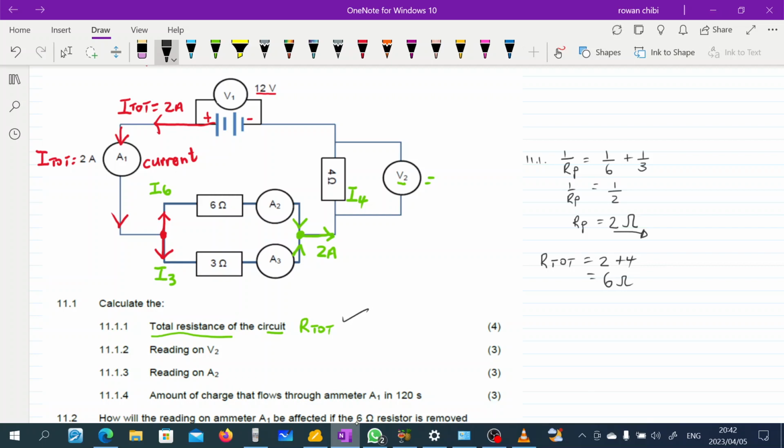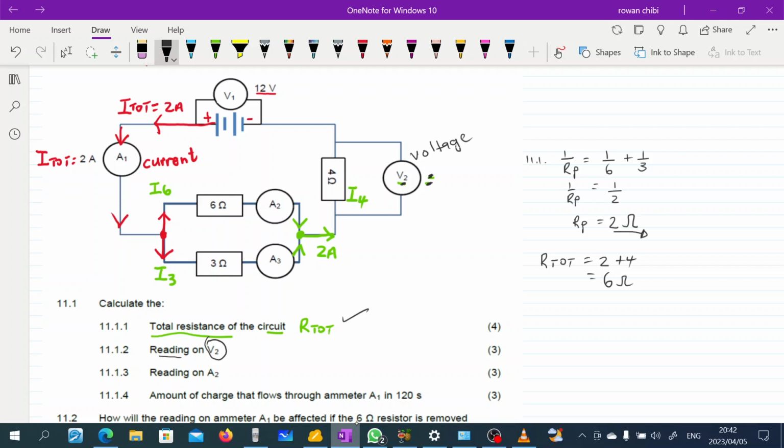Now let's go to number 2, 11.1.2. Calculate the reading on V2. We want now this reading, this voltage. V2 is the measure of voltage. They call it a voltmeter. It measures voltage. So we want the voltage of the 4 ohm resistor. We want this voltage now.